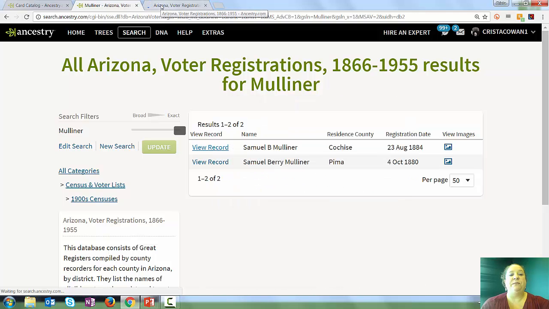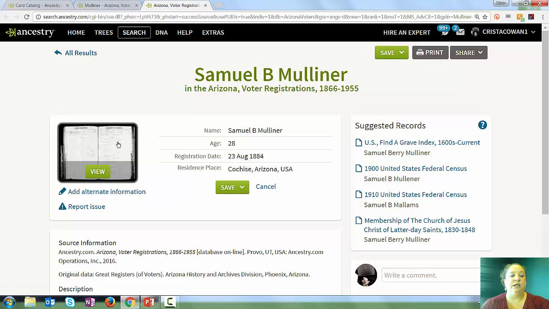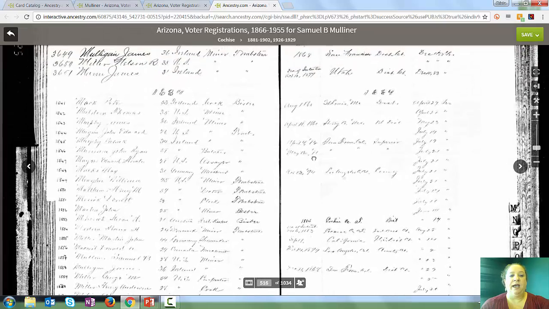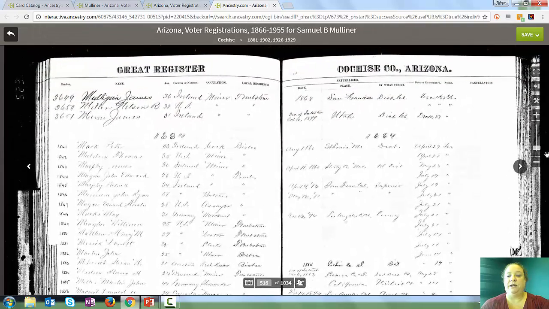So we're going to pull up a voter registration for this particular relative of mine. This is for the year 1884. So again, we're in that gap between the 1880 and the 1900 census. So we can start to fill in some of his movements. Where was he living? How old was he? And you'll see these records in particular are handwritten, and they have some really great information.